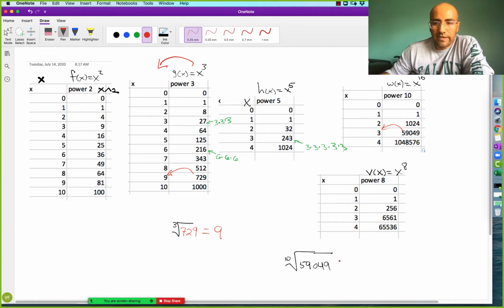And that's how I know that the answer is 3. Right? There's no magical property to this root notation. You just have to know to look at the table. Now this works for the whole number values. Of course, what about decimal values?